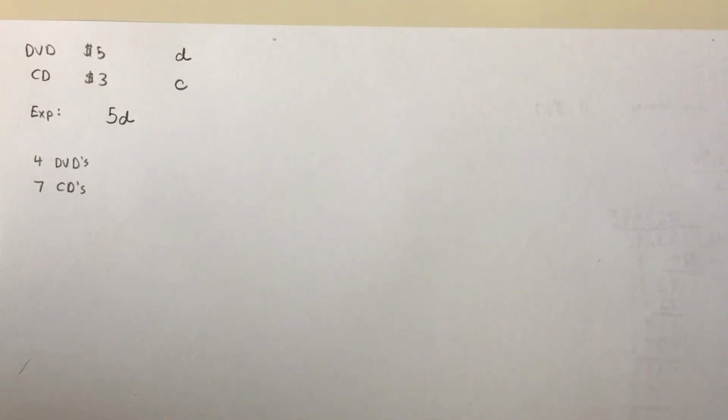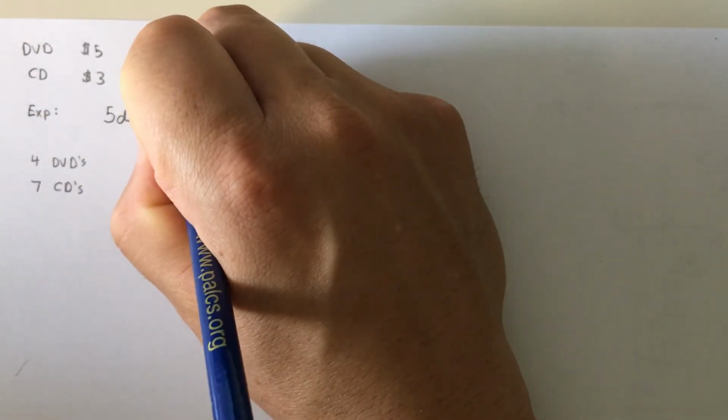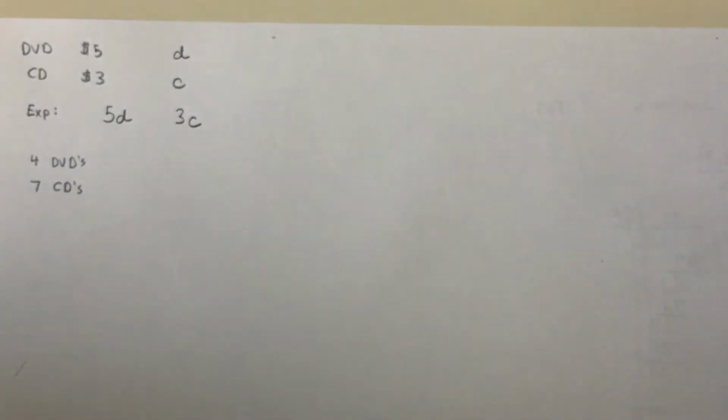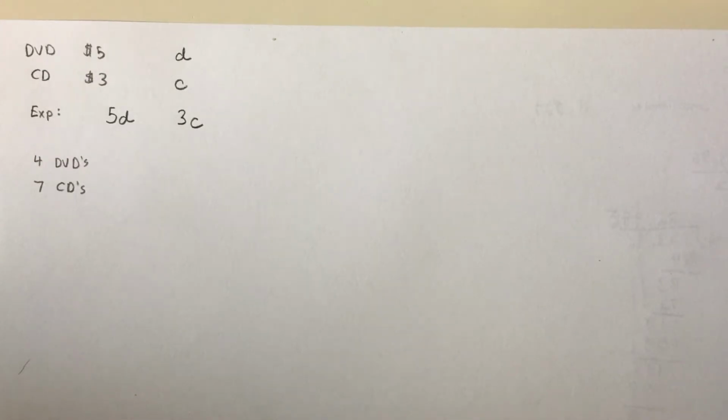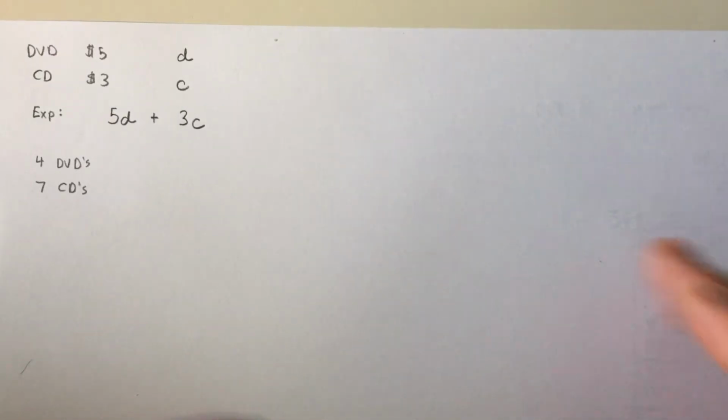Likewise, same type of thinking for CDs. Each CD costs $3, so 1 CD $3, 2 CDs $6, 3 CDs $9, and so forth. So 3C. And remember, we wanted to write an expression to find the total cost to buy some DVDs and CDs. So we're including both of these costs in our final total. So we want to add these together.